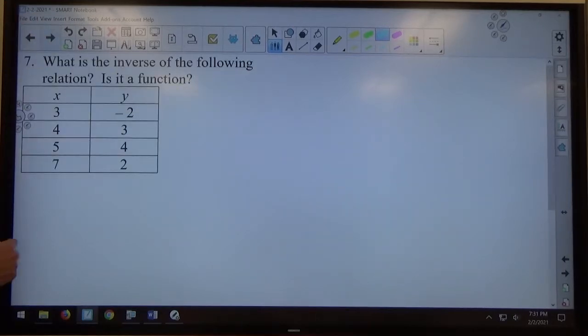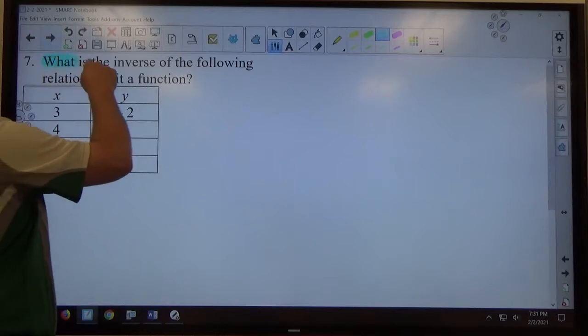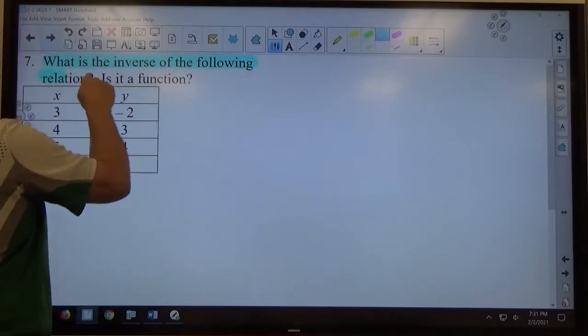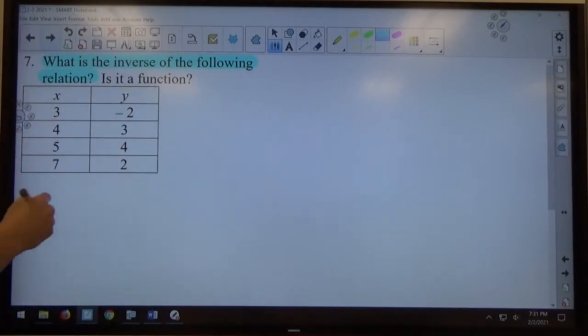Number 7, it asks us for the inverse of the following relation. So that's the first thing we're going to do. We're going to take this relation and make the inverse. And on the study guide, there's 4 ordered pairs. On the test, maybe there's 5 or 6. I don't know. Well, there'll be some number of ordered pairs here.